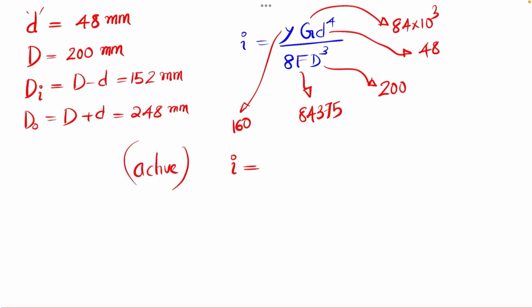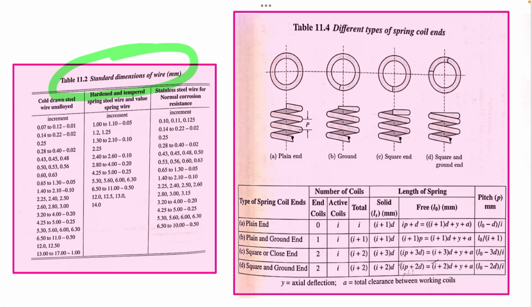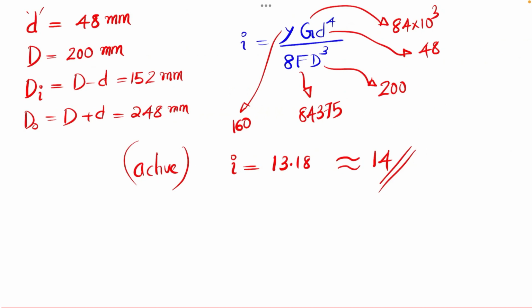So when you solve this, the number of active turns or coils i becomes around 13.18. So this will be taken to the next full number, that is 14 turns or 14 coils. So this is the total number of active coils. In the next step, we will be assuming a suitable end connection. From this table 11.4, we can take any one. So I will be taking the square and ground end, where the last column gives the values. If the active coil is i, then the total number of coils will be given by i plus 2. So I can write the total number of coils, which is equal to i plus 2, and that is equal to the 16 number of coils.